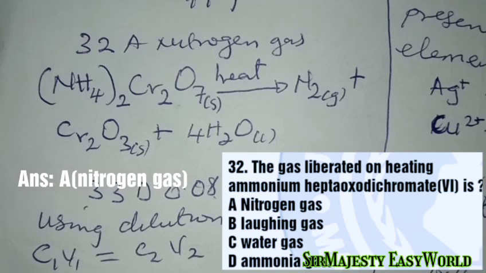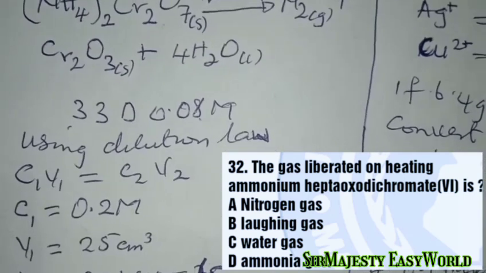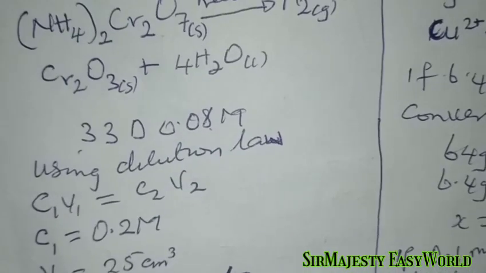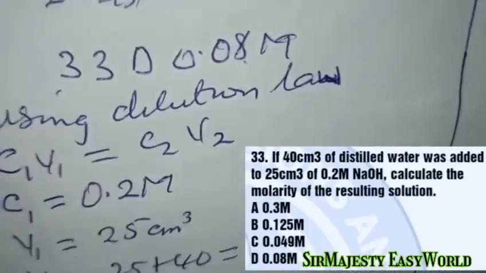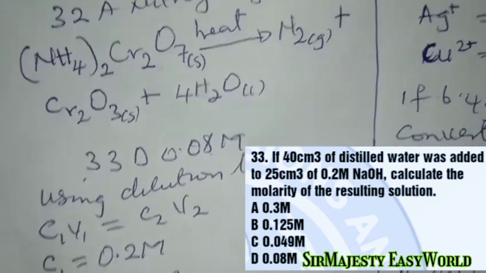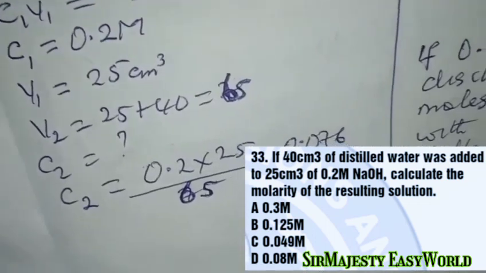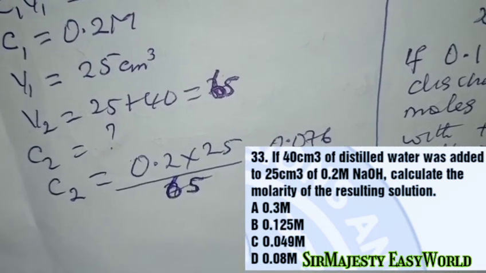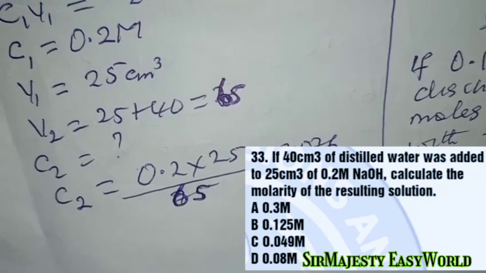For question 32, the answer is A, which is nitrogen gas, as you can see there. Then we'll go to 33, you see how the calculation is done. Using dilution law, C1V1 is equal to C2V2. Doing your calculation well, you see that the final answer is 0.076, approximately 0.08, which is option D.